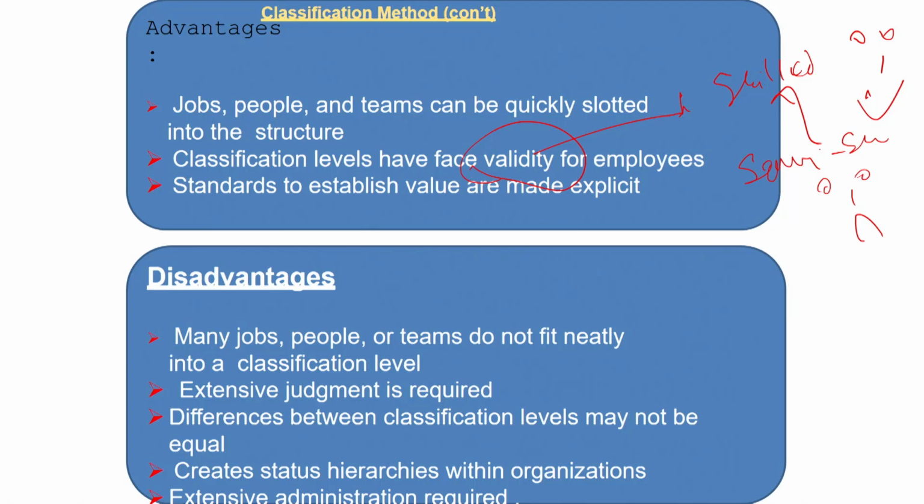There are people who may be very happy. There may be people who are very, very dissatisfied also, because of the kind of categories that have been created and the category in which they have been placed. So there is more extensive administration needed in the case of the job grading method or the classification method. But as I told you, there can be some kind of bias that can creep in, and these biases arise at the time of building up the grades.